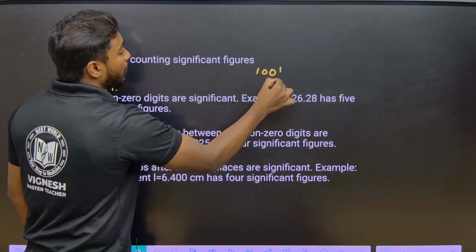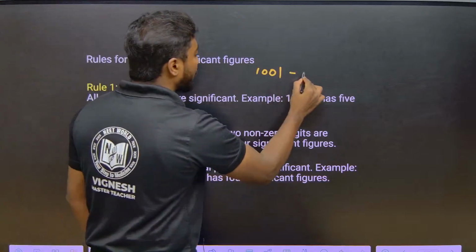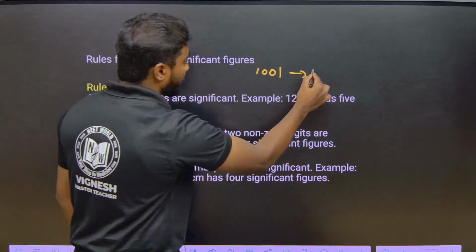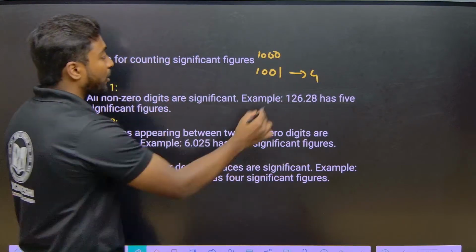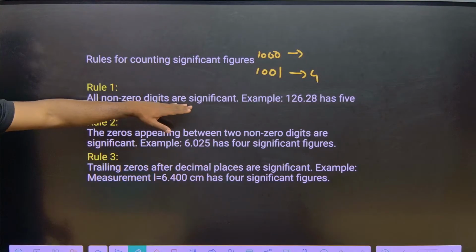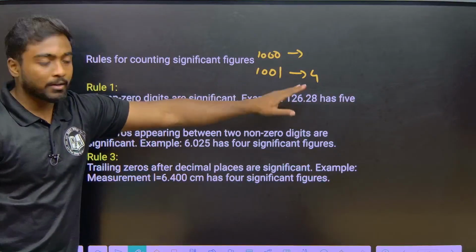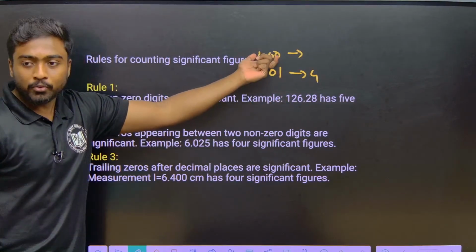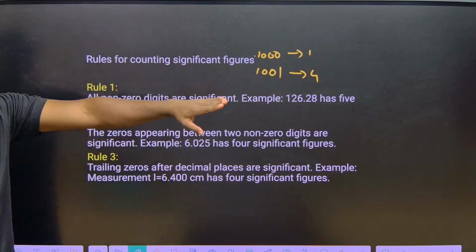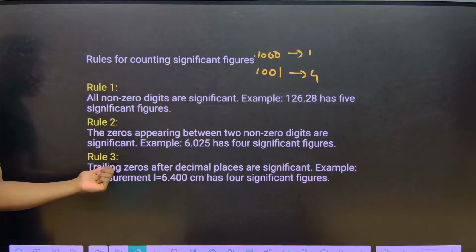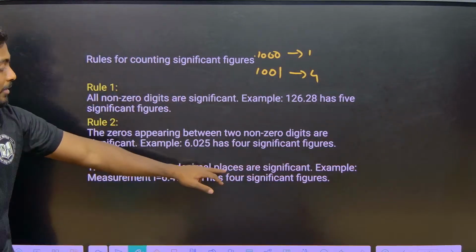Like in rule number 2, they have said so. Suppose I take 1001, how many significant figures are there? 4 significant, because zeros between non-zeros count. So what about 1000? Only 1, because up to rule number 2, non-zeros are significant and zeros between non-zeros are significant, but the zeros after are not countable. Rule number 3 says trailing zeros, in the sense at the last, after the decimal place are significant.